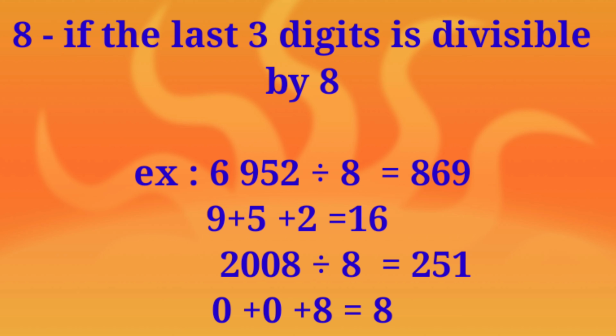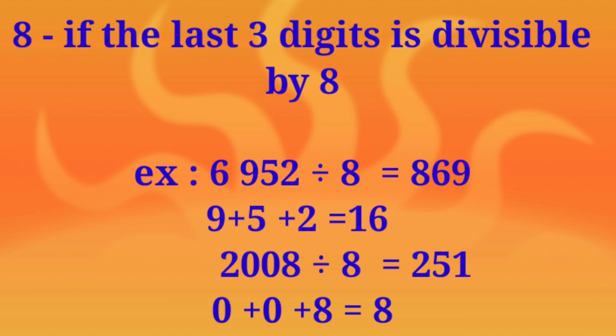2008. Now, 2008, if we divide it by 8, that is equal to 251. Now, let us take a look at the last 3 digits, 0, 0, and 8. So, 0 plus 8, that makes 8. So, if you divide 8 by 8, that makes 1. Okay, so if the last 3 digits can be divided by 8 without any remainder, that number is divisible by 8.